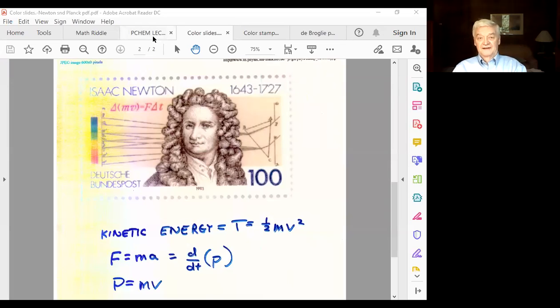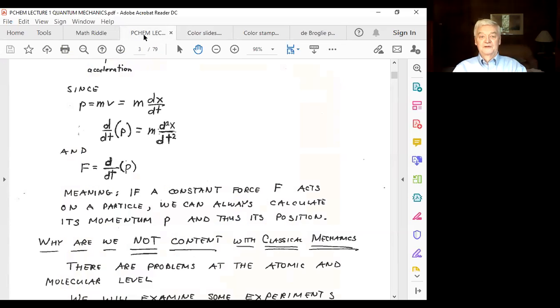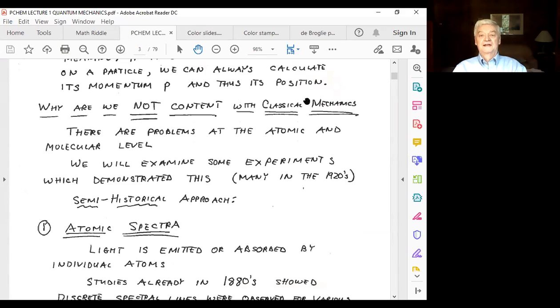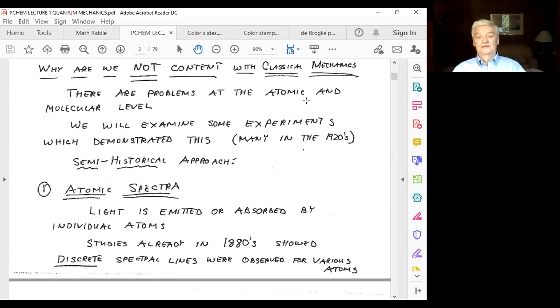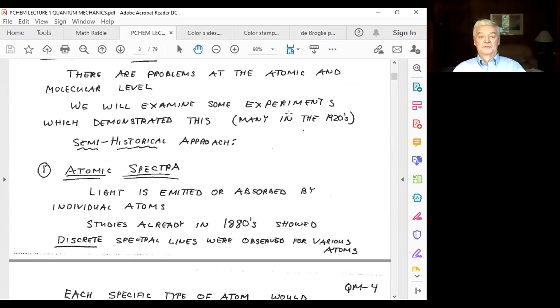Okay, so that's enough about classical mechanics. So we can now return to seeing why people started not being content with all this wonderful stuff that Newton had come up with. So I want to take a sort of historical approach and go back, and this goes back now about 140, 150 years, where observations were being made that didn't quite fit what Newton had come up with.